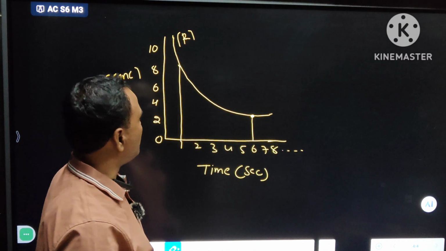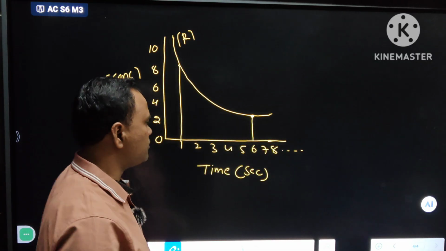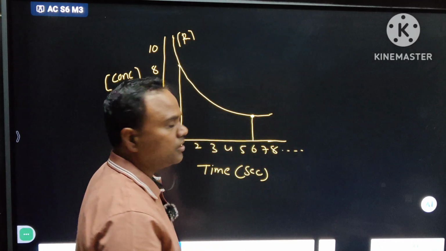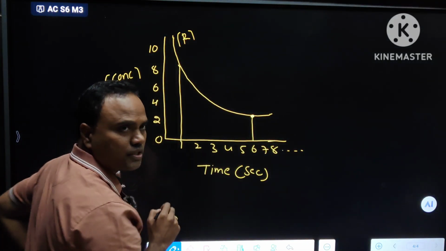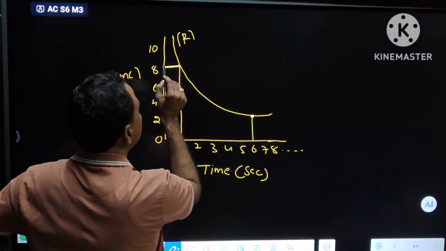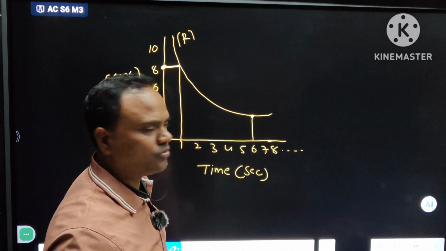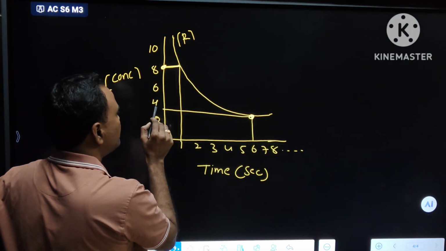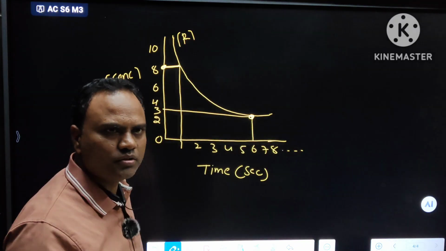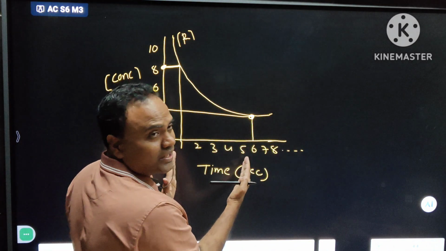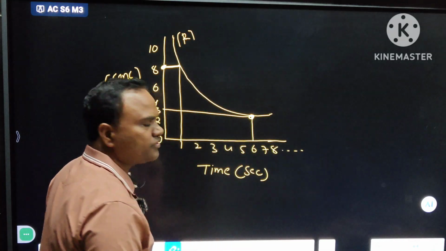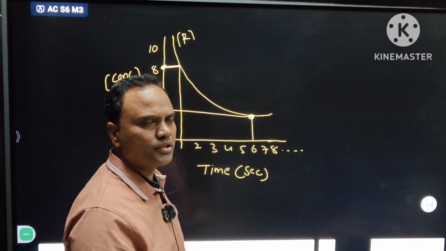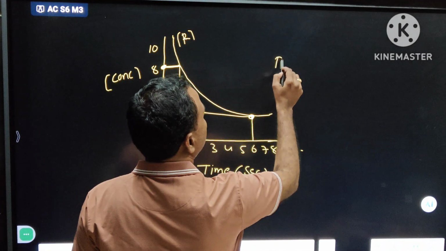Let us calculate the rate of change in the concentration between 1 second and 6 seconds, in this time interval. At 1 second, what is the concentration? 8 molar. At 6 seconds, what is the concentration? 3. Okay, right. So between 1 and 6, we are going to calculate the rate. How much change in the concentration is taking place? Clear? What is the formula for rate?